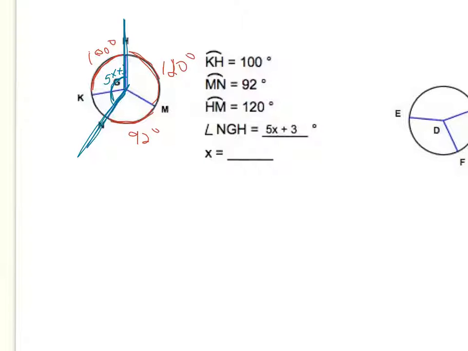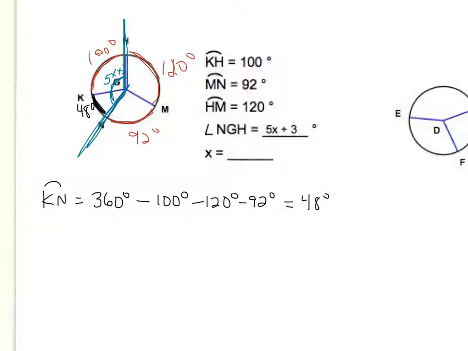Well, I can find this little part of the arc because I know the whole circle is 360, and I know every other arc. So if I take 360, subtract the 100, and subtract the 120, and subtract the 92, that will give me what arc KN measures. So that gives me 48. So this arc here is 48. So now the arc that cuts out that central angle is 148.